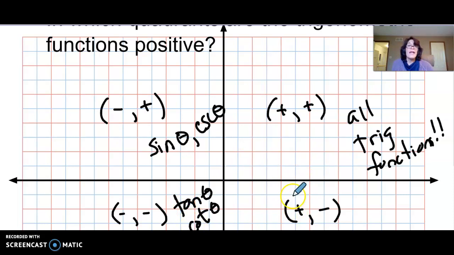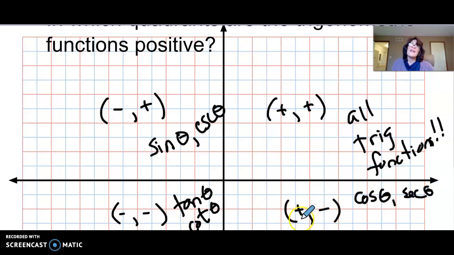In the fourth quadrant, x is positive. So the things that use x will stay positive. Let's see, that would be cosine. Right? Cosine uses x. So does secant then.